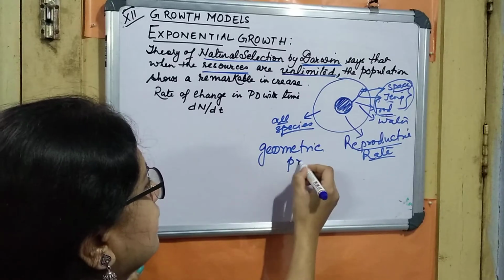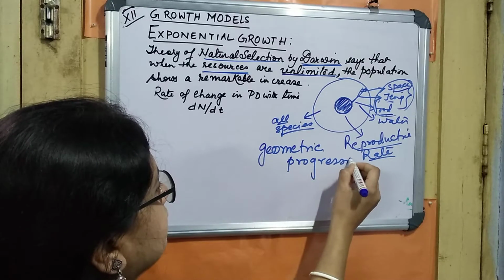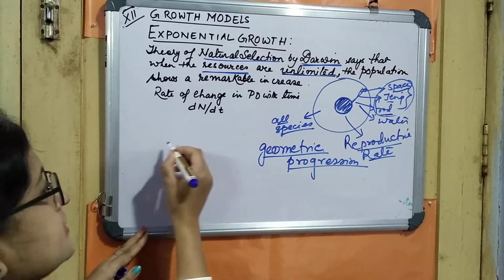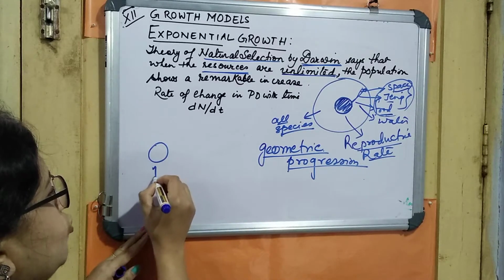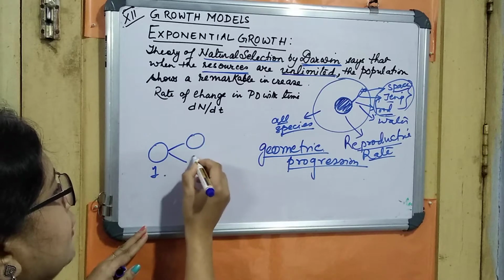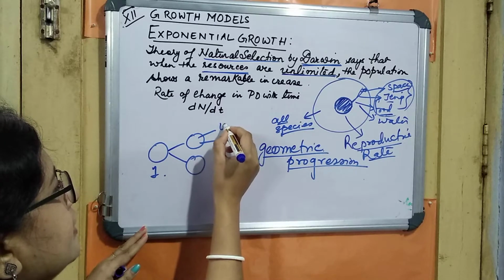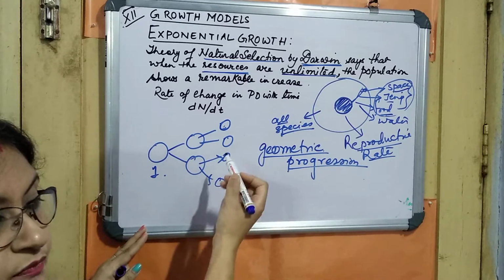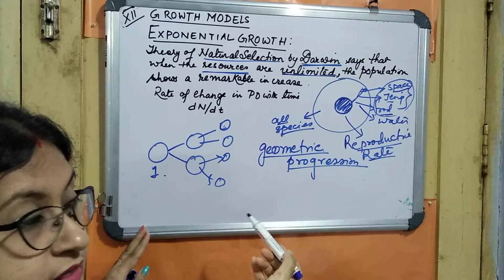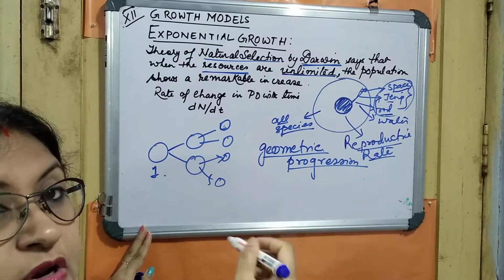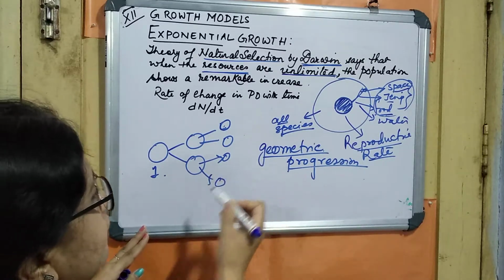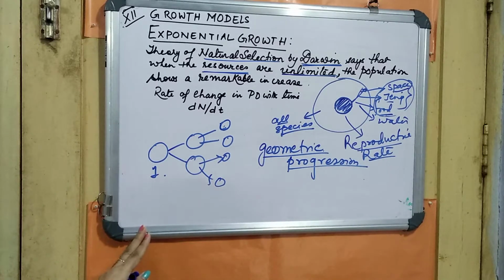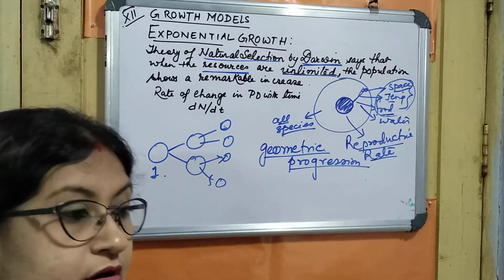This is growing in a geometric ratio, right? Geometric progression. Geometric progression means that if we take a bacterium, one bacterium will grow into 2. These 2 will grow into 4, and we can see the multiplication rate here. This 4 will become 8, then 16, then 32. This is what we call geometric progression. In this case we see the population of a particular organism increasing greatly.